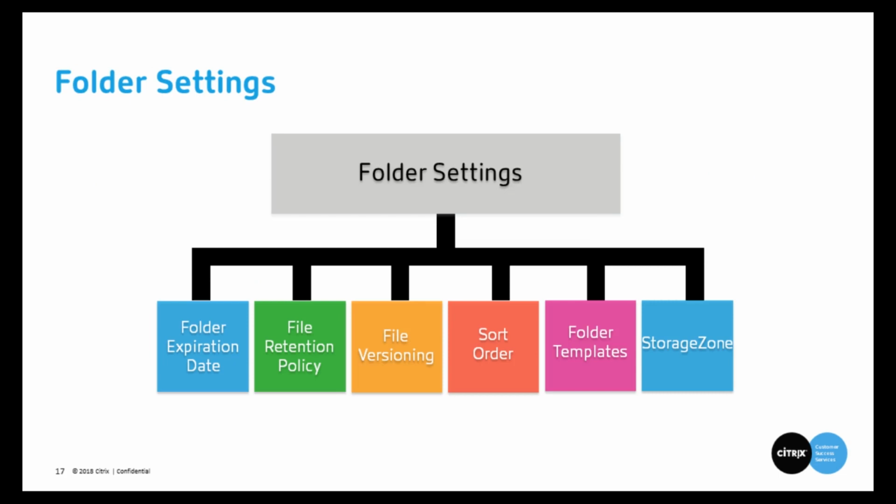So for the folder settings, we have the folder expiration date, and this is the date when the folder and all of the items inside will be deleted. The file retention policy, on the other hand, will allow you to set a specific number of days, after which the files inside this folder will be deleted, but the folder will remain. File versioning will allow you the option to create a new version of a file instead of overwriting the file. Sort order will allow you to set default sort order fields, and you can have this apply to your subfolders.